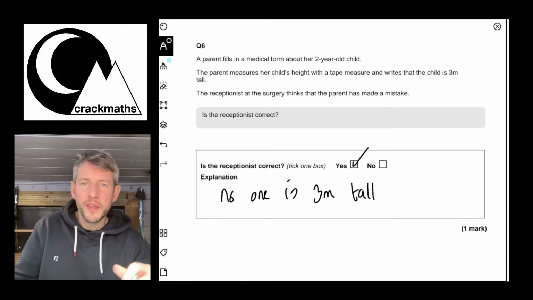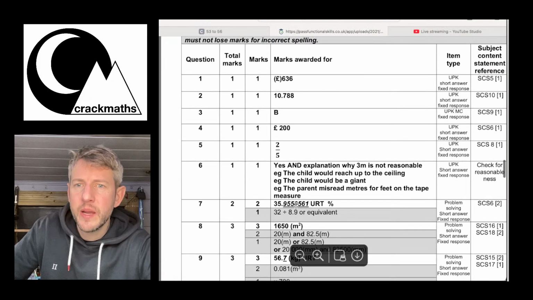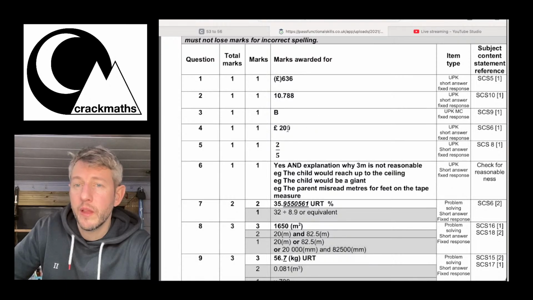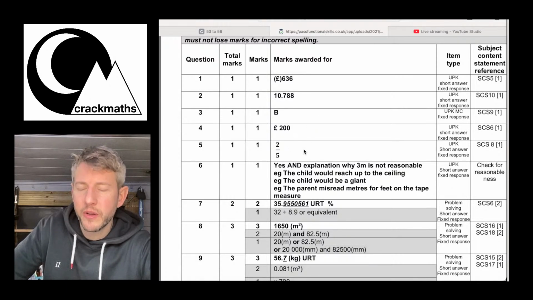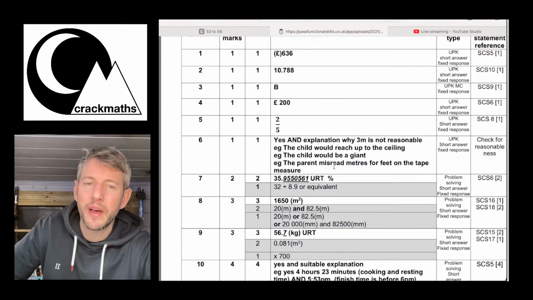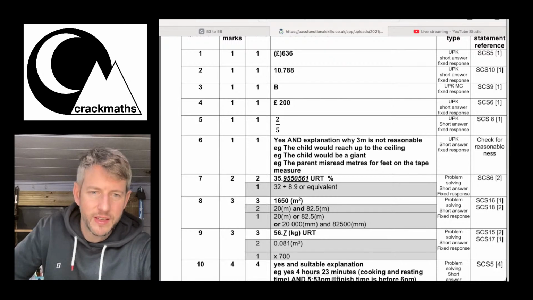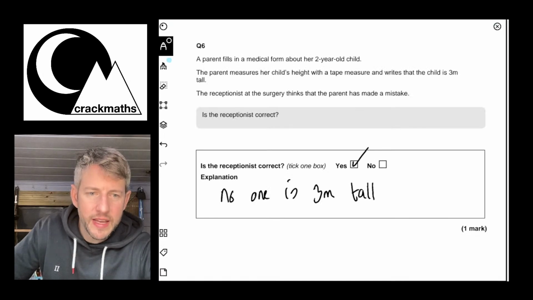Okay, there we go. That seems too easy as an answer, but let me go to the mark scheme to just double check. So here we go. 2/5, yeah, we got that. 200, we got that. Here, yes, and explanation. Why 3 meters not? The child would reach up to the ceiling, the child would be a giant. The parent misread meters for feet on the tape. Oh, that is what she did, isn't it? She misread meters for feet. Right. Okay, let's go back to the question.